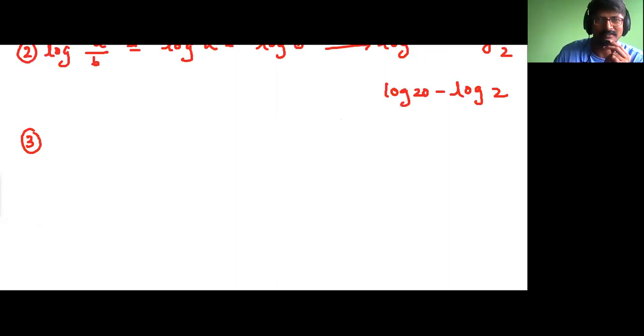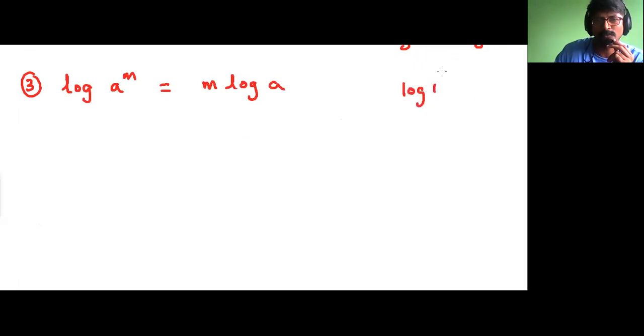This will be the example. The third one, log A power n can be written as n log A. Example, log of 4 square. So that can be written as 2 log 4. Whatever is the power goes outside.